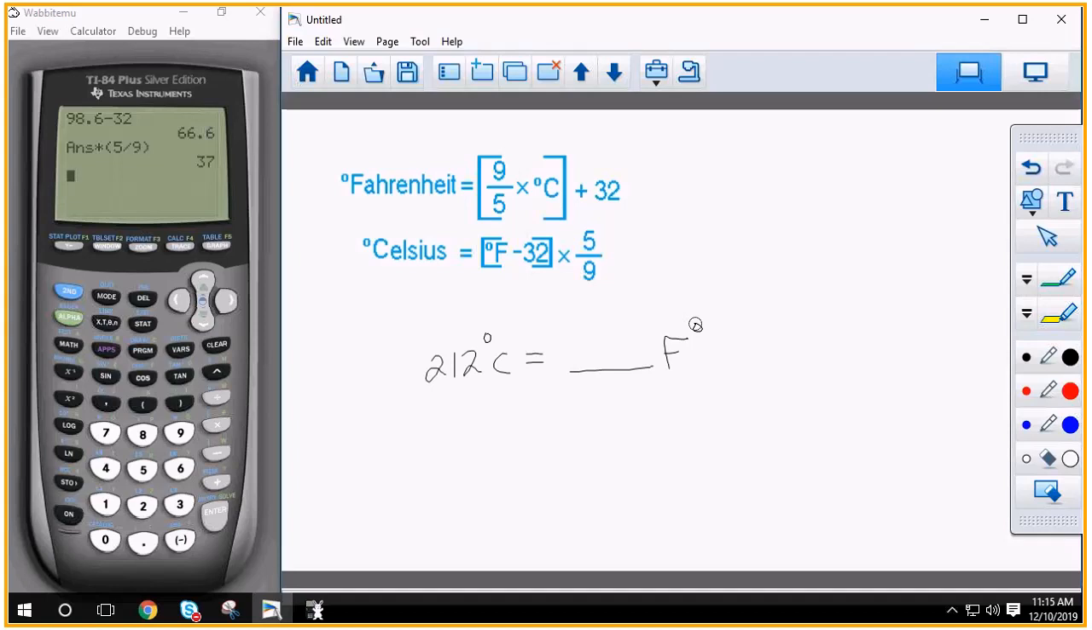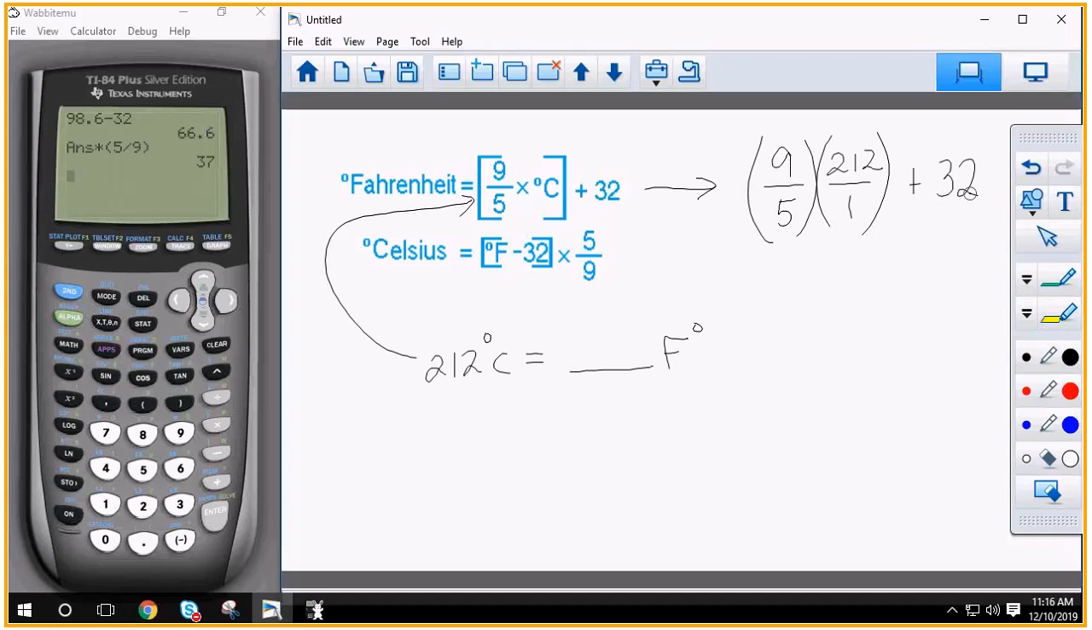Okay. So we're going to plug, since we want Fahrenheit, you're going to plug 212 into this formula. So that's going to give us 9 over 5, parentheses, times 212 over 1. Notice I made that a fraction just to make it easier for you. Plus 32 degrees. And of course, again, I'm going to give you permission to use a calculator with this, because most of your conversions with temperature, you need to use a calculator for accuracy, and you're doing a lot of big numbers. So I'll give you permission.